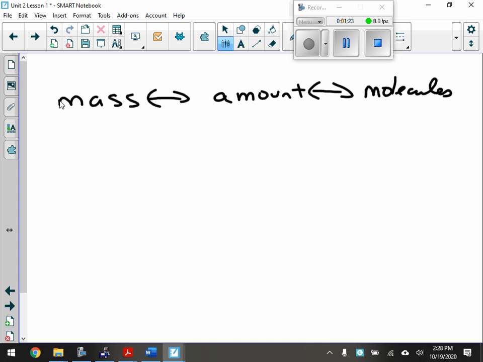How do I get from mass to amount? I use this formula here. Mass and molar mass. So basically, we know that the mass is usually measured in grams. So if I had the 25 grams or something like that, I could say that's the mass. And that would get me into moles, amount, right?